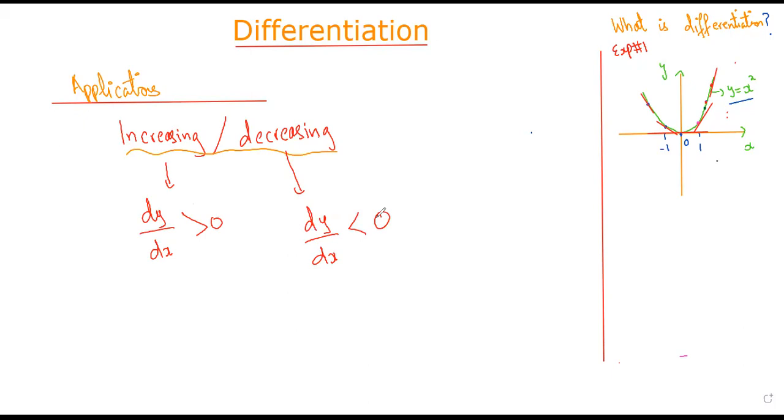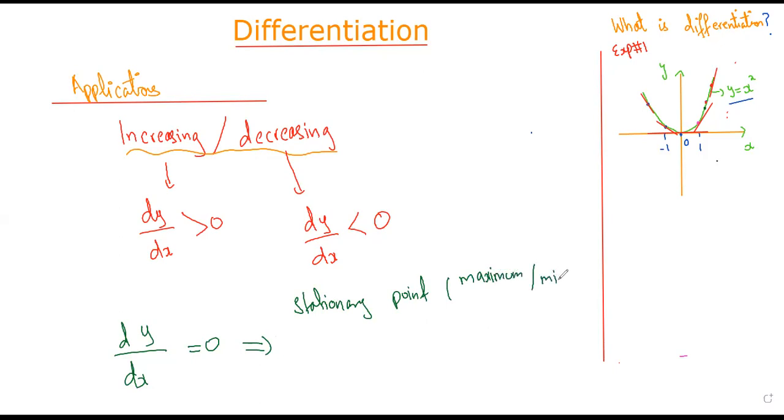What if the derivative is 0? This is the most important and the last thing, then we'll be talking about questions. What if the derivative is 0? This would imply the stationary point, that would be a maximum/minimum, or it could be the point of inflection as well, right? When the derivative is 0.